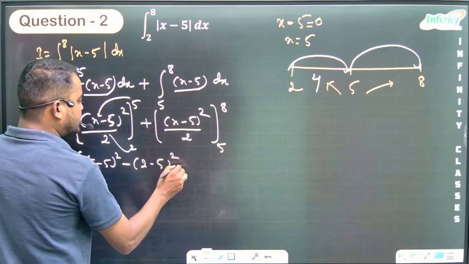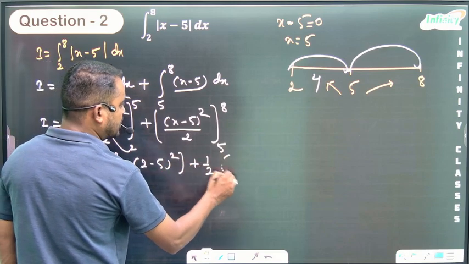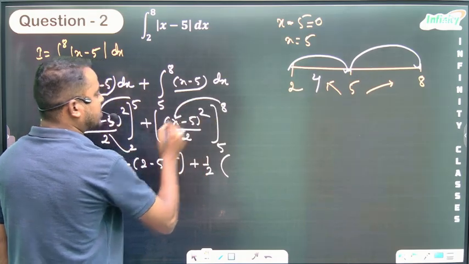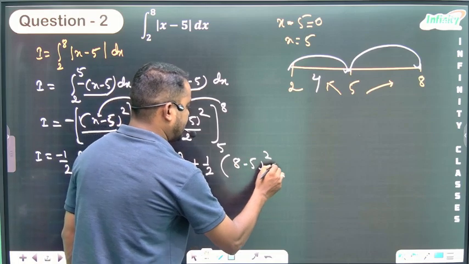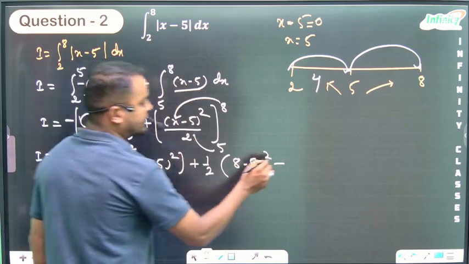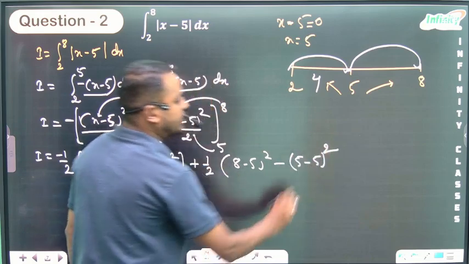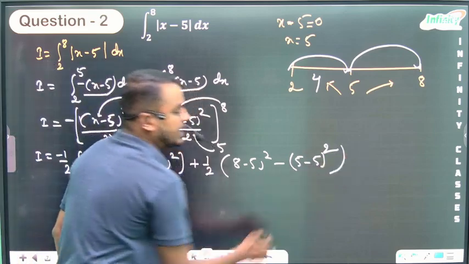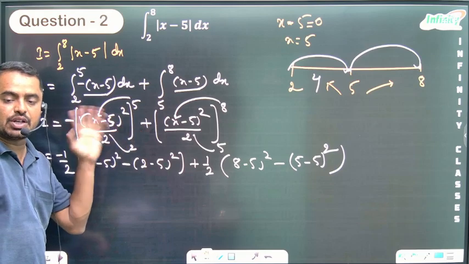2 minus 5 whole square plus 1 by 2. Here the upper limit is 8, so 8 minus 5 whole square, minus of the lower limit, that is 5 minus 5 whole square. In this way, after integration, first substitute the upper limit and minus of the lower limit.